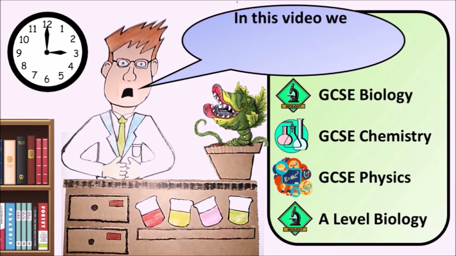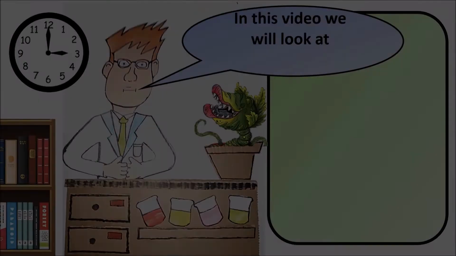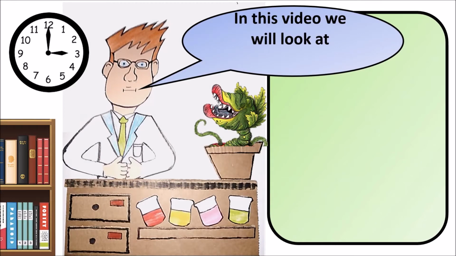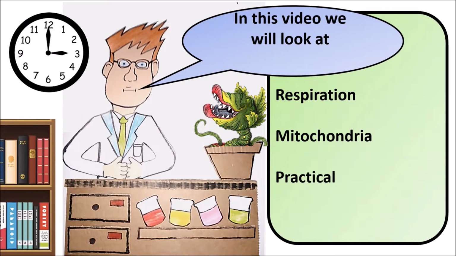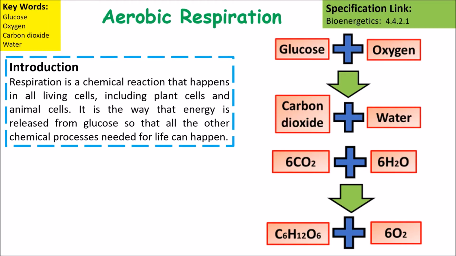In this video, we will look at respiration, mitochondria, and... So respiration is the chemical reactions that happen inside of cells that release energy that they need to live. The reaction for it is glucose plus oxygen goes to form carbon dioxide and water.